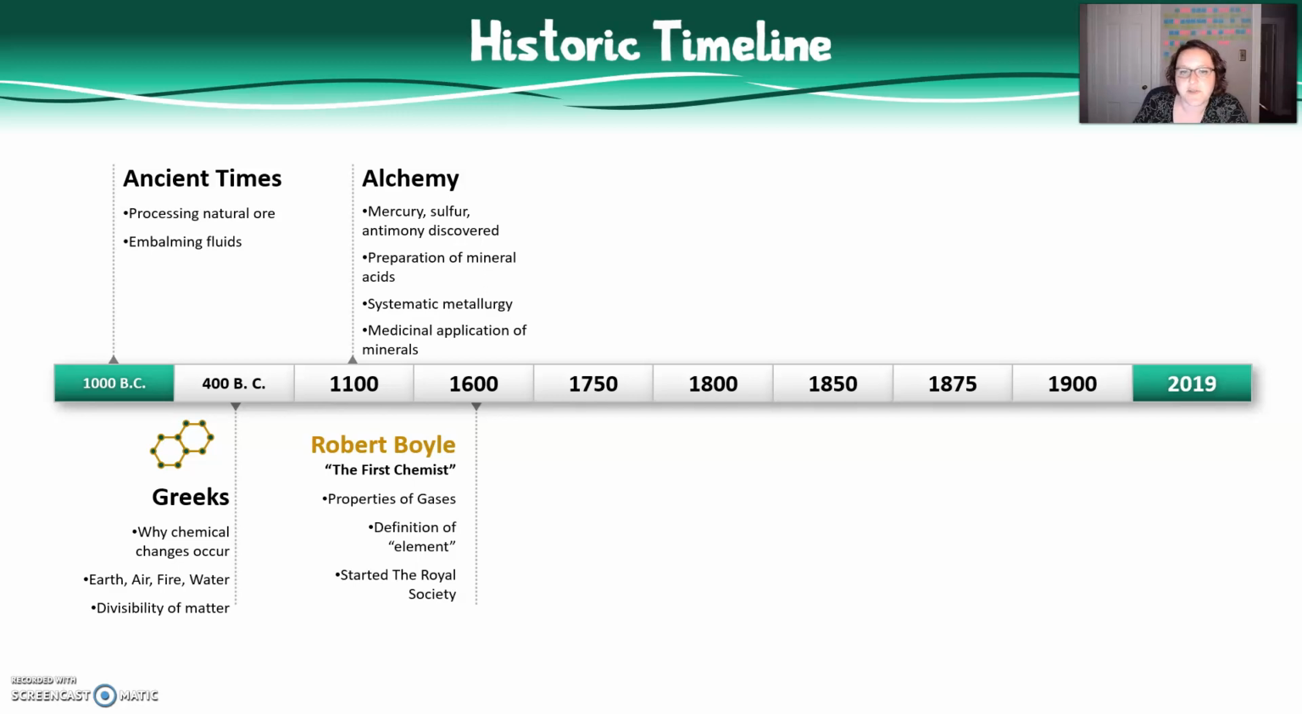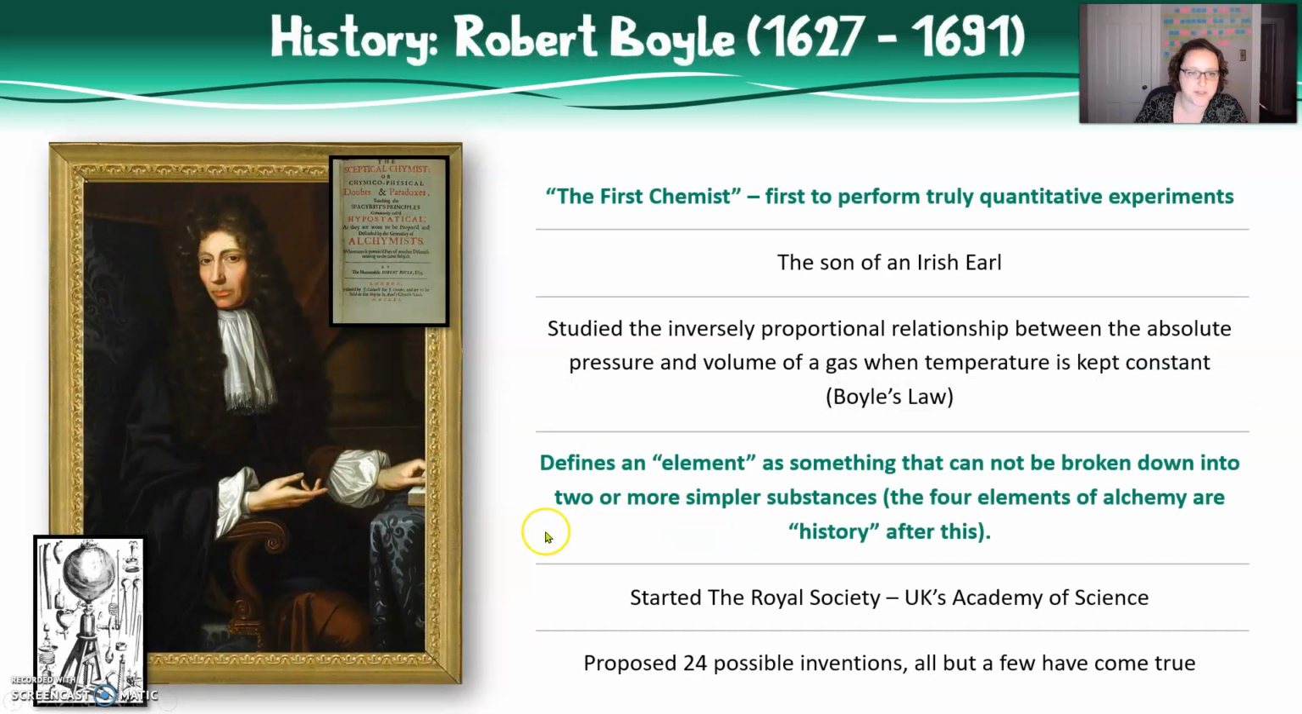In the 1600s, Robert Boyle became the first scientist to be thought of as a true chemist, as he was the first to perform truly quantitative experiments with chemical compounds. Boyle's contributions to chemistry include Boyle's law, which we will discuss more at the end of the semester when we introduce the unique behavior of gases, and he also is the first to define an element as something that cannot be broken down into two or more simpler substances, which we often say means it's indivisible. This finally eliminates the Greek philosophy of the four elements of alchemy.